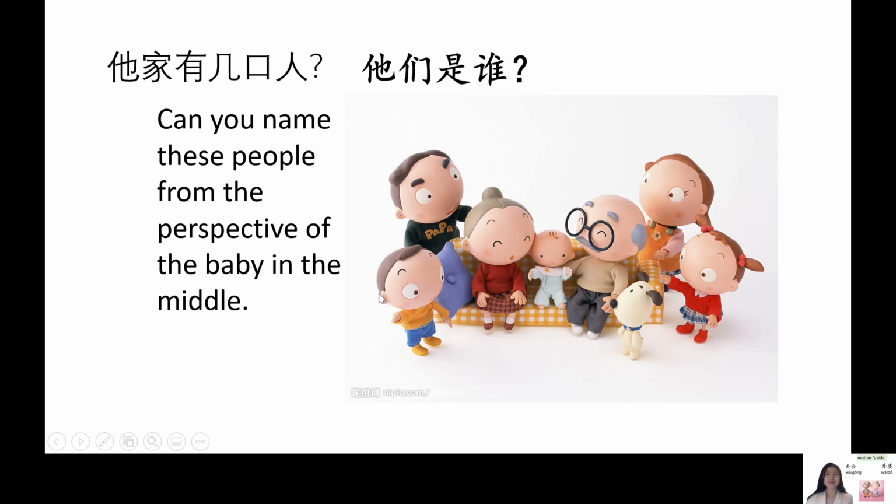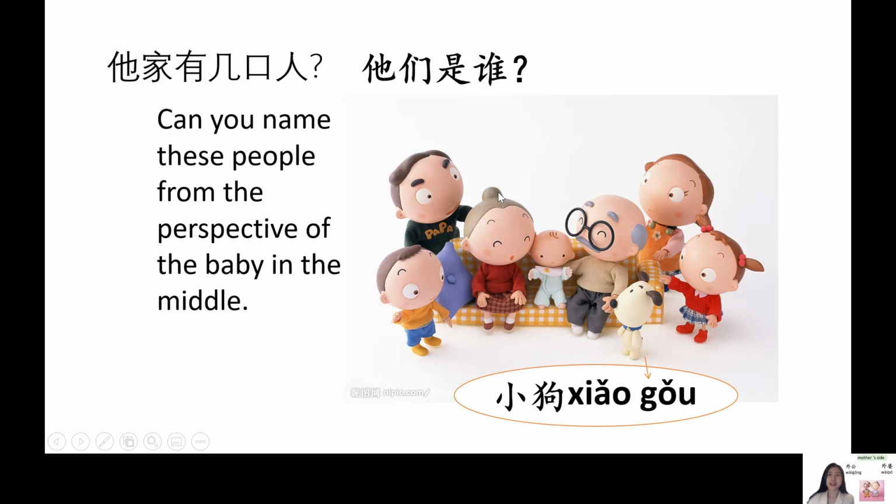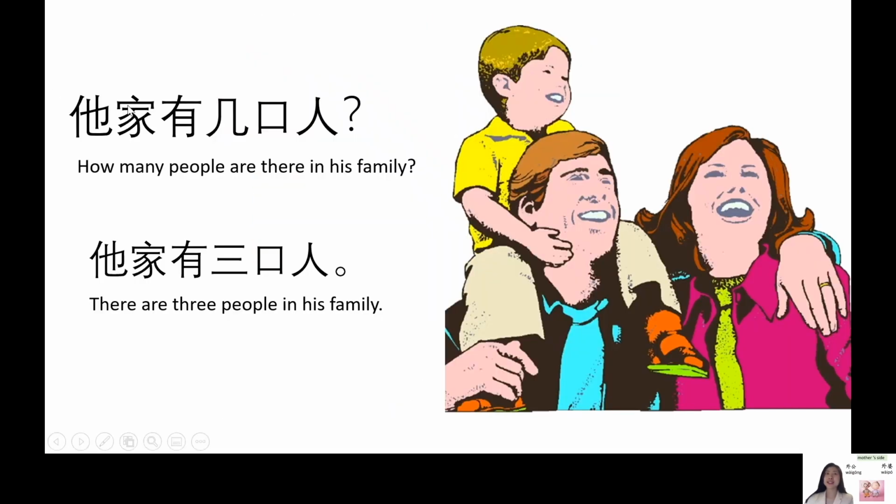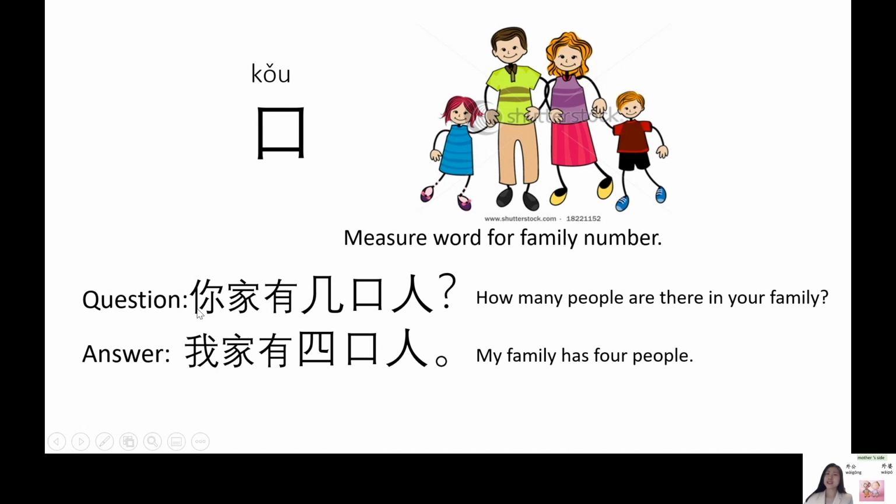Let's try together. 爷爷、奶奶、爸爸、妈妈、哥哥、姐姐、小狗。Great! Now it's your turn. Please tell 杨老师，他家有几口人？对，他家有6口人。Now, please tell 杨老师，他家有几口人？对，他家有3口人。Now think about the question.